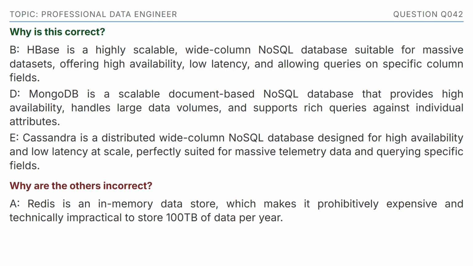Why are the others incorrect? A. Redis is an in-memory data store, which makes it prohibitively expensive and technically impractical to store 100 terabytes of data per year.